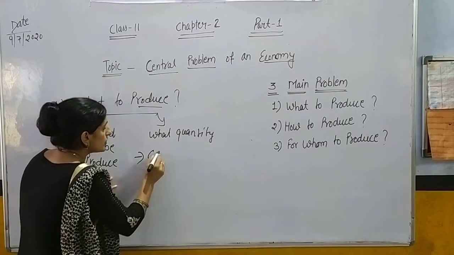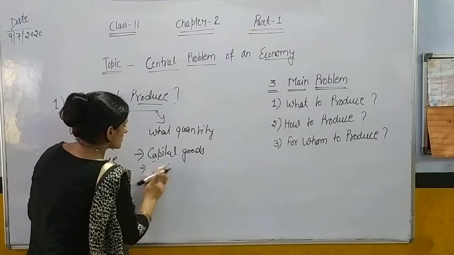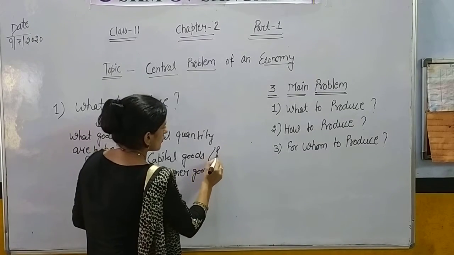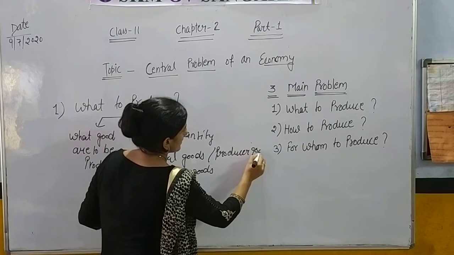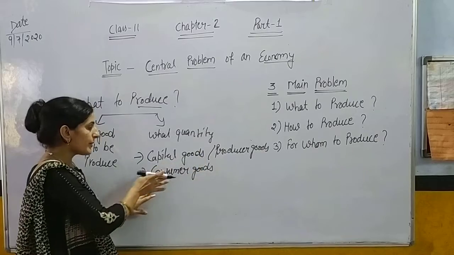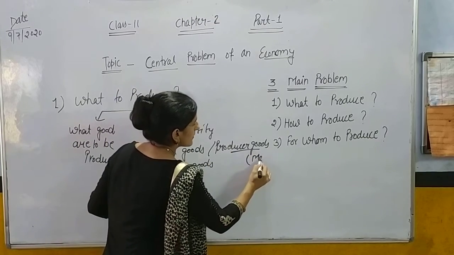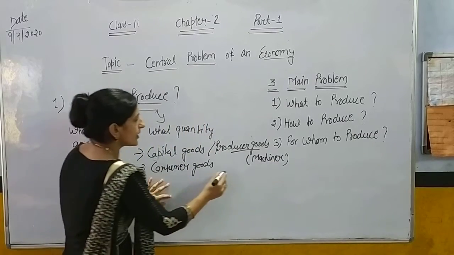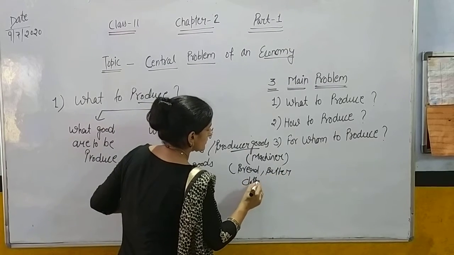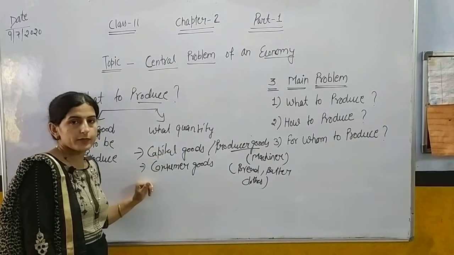It means that capital goods are to be produced, or producer goods, or consumer goods are to be produced. Capital goods are also called producer goods, same thing. Then should producer goods be produced or consumer goods? This is the problem. Capital goods, producer goods mean machinery, and consumer goods mean bread and butter, clothes, etc.